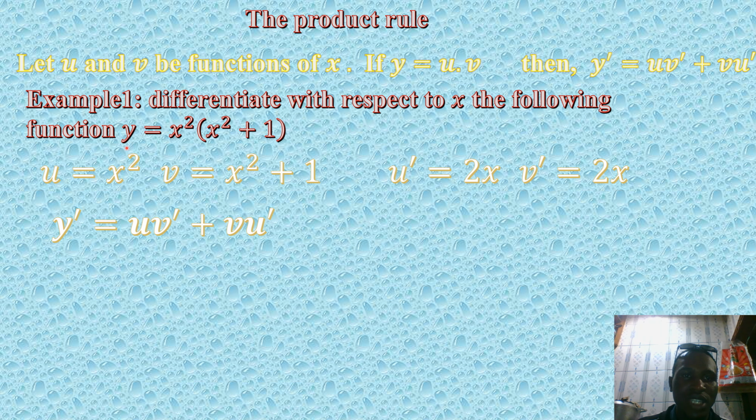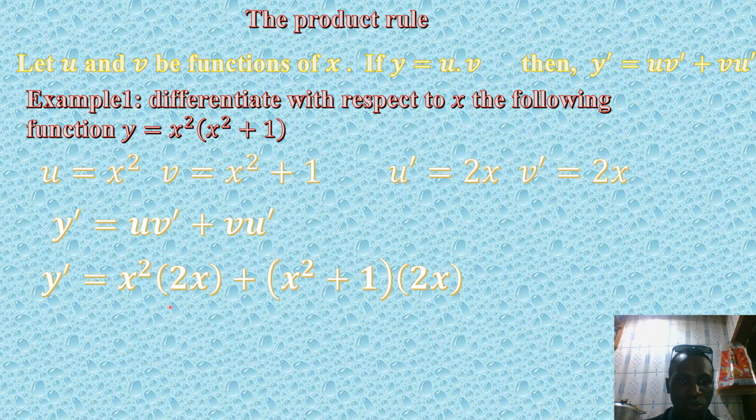What is my u? u is x squared and v prime is 2x. So I have x squared times 2x plus v, which is x squared plus 1, multiplied by what? u prime. u prime is 2x. This is it. All we now do is to simplify this. Somebody might factor out 2x, which is a smart move, and another person might decide to expand directly. When you expand directly, you have 2x cubed plus, this time, 2x cubed, then this time this is 2x. So this is the final answer.